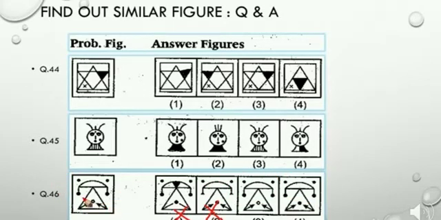Let's check from another angle. Let's check for this area in option 3 and option 4. In option 3, at this corner, first corner, there is an arrow, this is matching. The circle here is also matching, and the other arrow from another corner is also matching, so this is perfectly fine. But in case of option 4, this circle is a dark circle, whereas in the problem figure it was not a dark circle. So option 3 is the correct answer for question number 46.